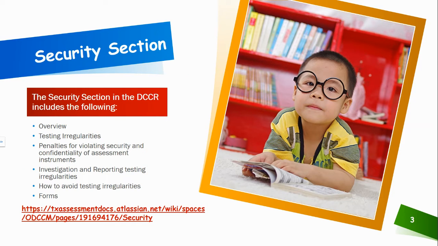The training today will cover the test security portion of the DCCR. This includes an overview, testing irregularities, both serious and procedural, penalties for violating test security and confidentiality, investigating these violations, how to avoid testing irregularities, and required forms.